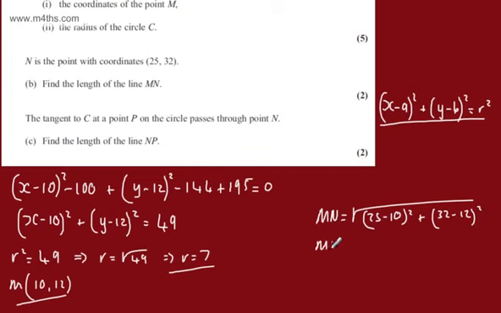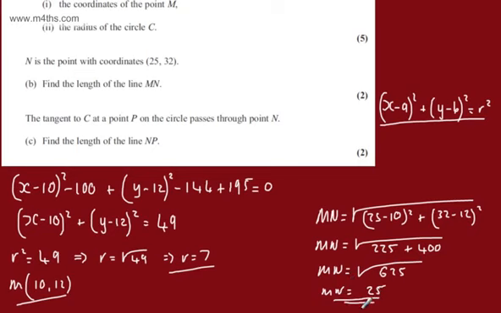So MN will be equal to the square root. That's going to give me 15. 15 squared is 225. This is going to give me 20. 20 squared is 400. So MN will be equal to the square root of 625. The positive root of 625 is 25. So we're going to have MN is 25.